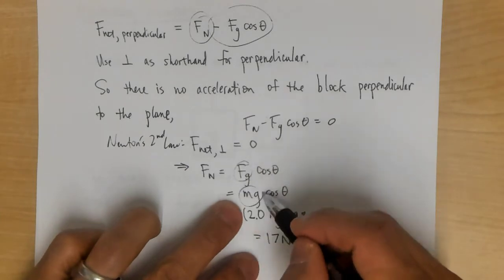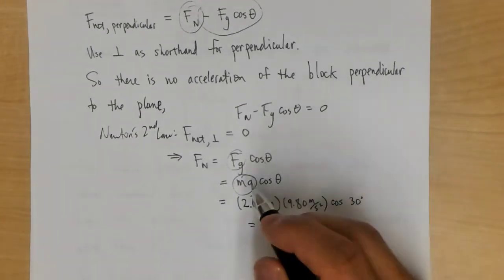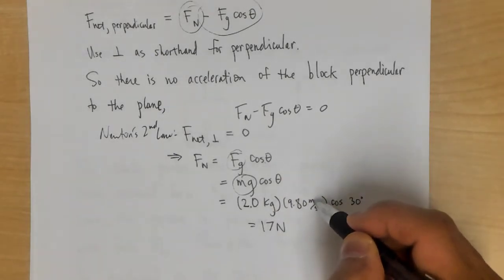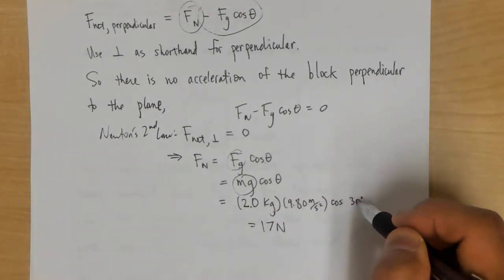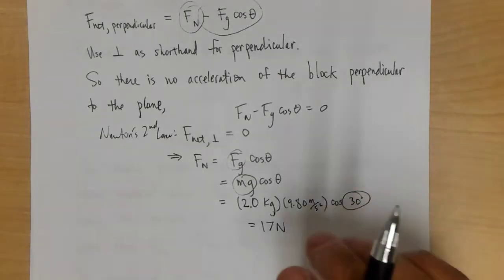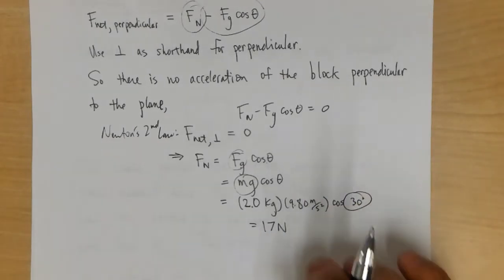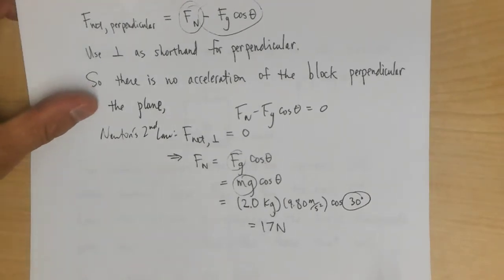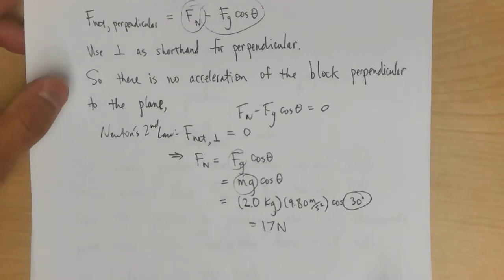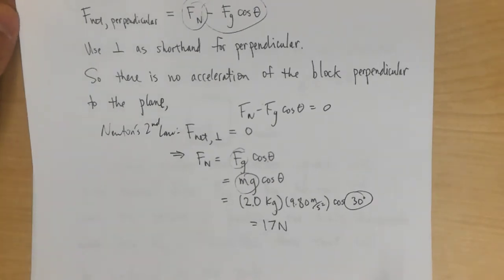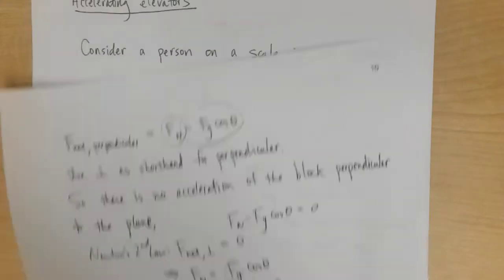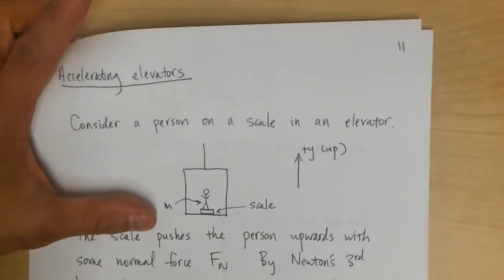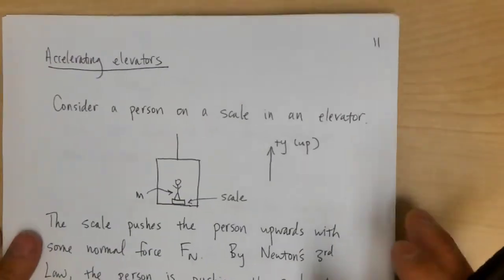Fg is m times g, that's the force of gravity. Plug in the values: m is 2.0 kilograms, g is 9.80 meters per second squared, and we have the angle of 30 degrees. So we have cosine of 30 degrees, and we get 17 newtons. Okay? So that's everything I wanted to say about inclined planes. We will say more about inclined planes in Tuesday's lecture when we talk about friction.